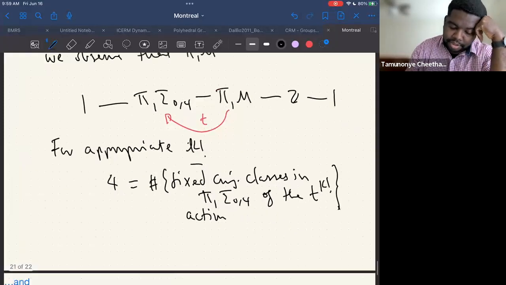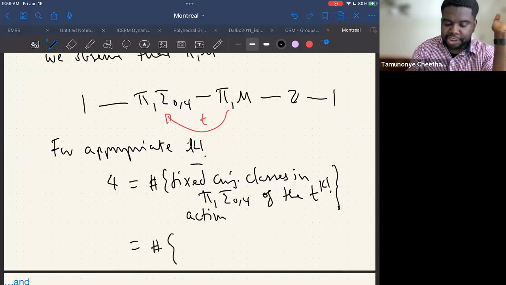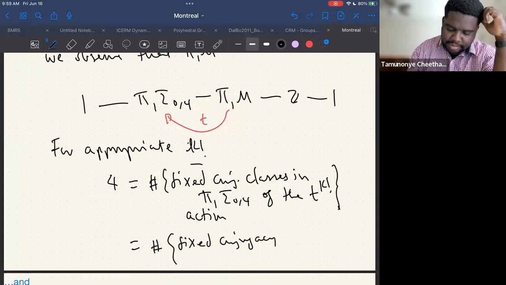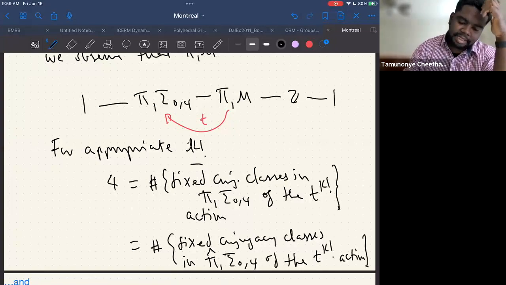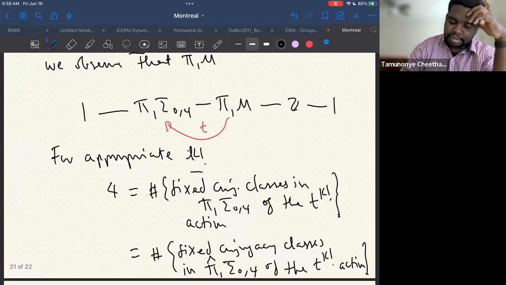And moreover, when you take completions, this is going to be the same as the number of fixed conjugacy classes in pi1 hat sigma 0,4 of the t to the k factorial action. And this is at the level of the profinite extension.